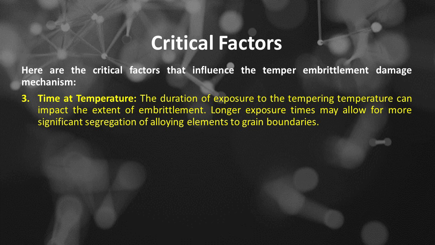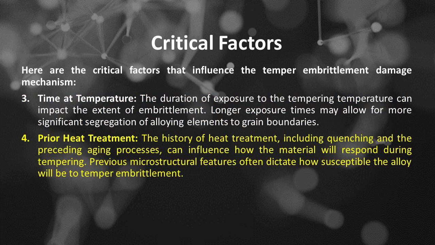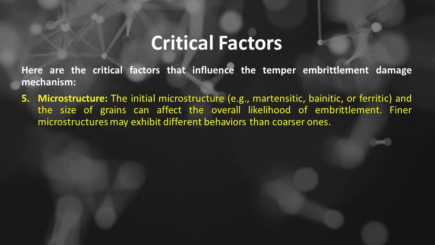Number 3 is time at temperature. The duration of exposure to the tempering temperature can impact the extent of embrittlement. Longer exposure times may allow for more significant segregation of alloying elements to grain boundaries. Number 4 is prior heat treatment. The history of heat treatment, including quenching and the preceding aging processes, can influence how the material will respond during tempering. Previous microstructural features often dictate how susceptible the alloy will be to temper embrittlement. Number 5 is microstructure.